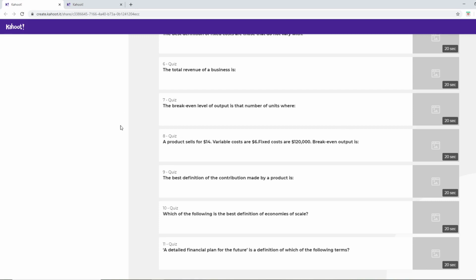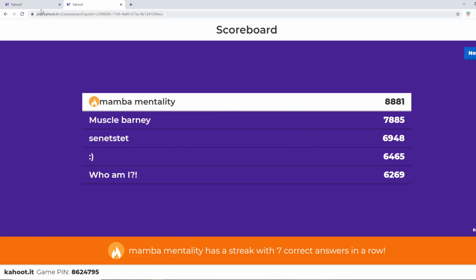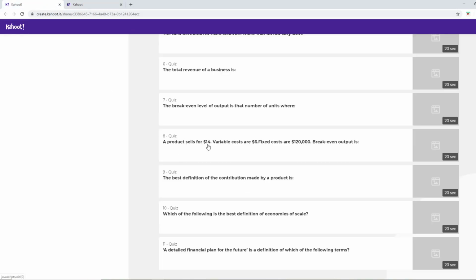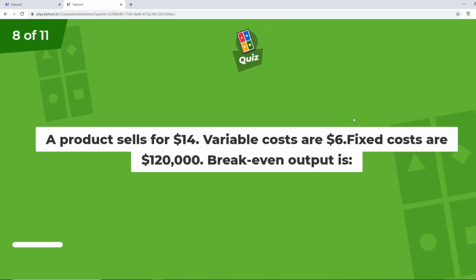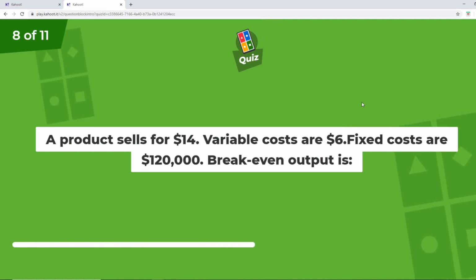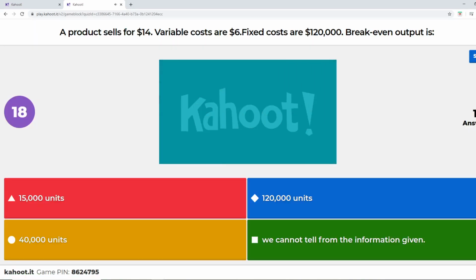Done. All right. So once again, $14 for the selling price. Variable cost $6 per unit. Fixed cost $120,000. So the break-even output is. So I'm going to click it here. It's all right, Senate. We only have one question left because I'm going to skip two of them.